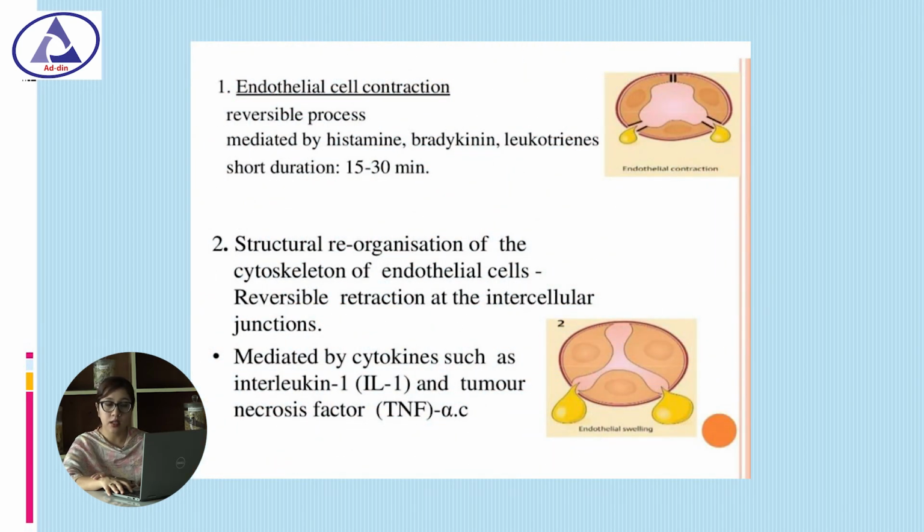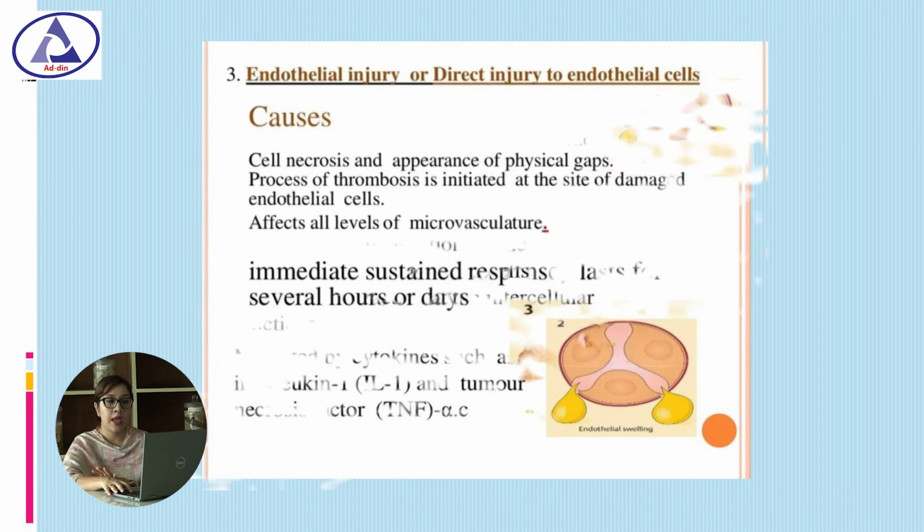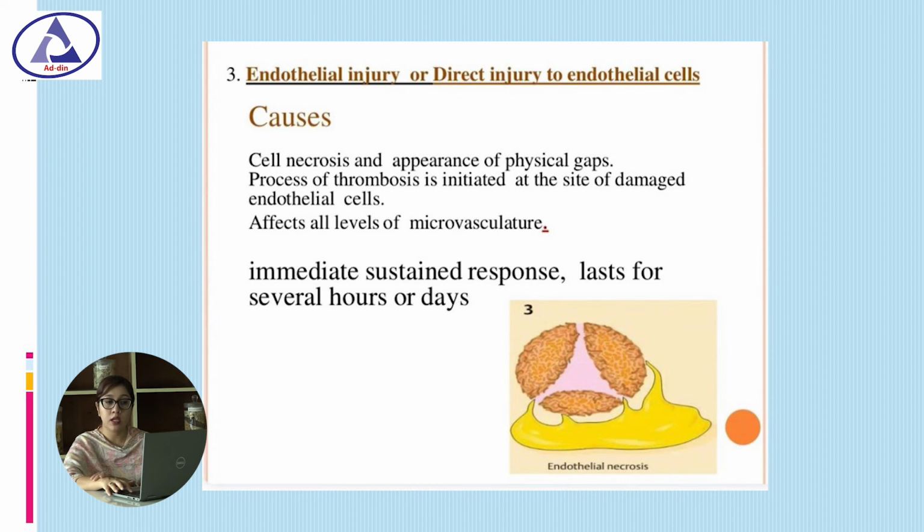Endothelial cell contraction is a reversible process which is mediated by histamine, bradykinin, leukotrienes in a short duration of 15 to 30 minutes. Structural reorganization of the cytoskeleton of endothelial cells, a reversible retraction at the intercellular junction, is mediated by cytokines such as interleukin 1 and tumor necrosis factor. Endothelial injury, or direct injury to endothelial cell, causes cell necrosis and appearance of physical gaps. The process of thrombosis is initiated at the site of damaged endothelial cells, which affects all levels of microvasculature.